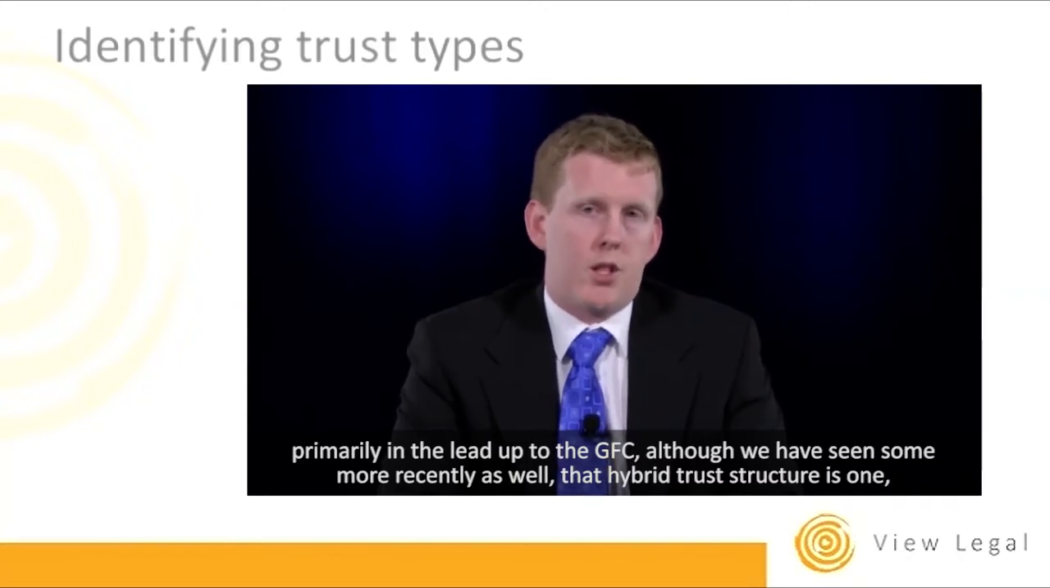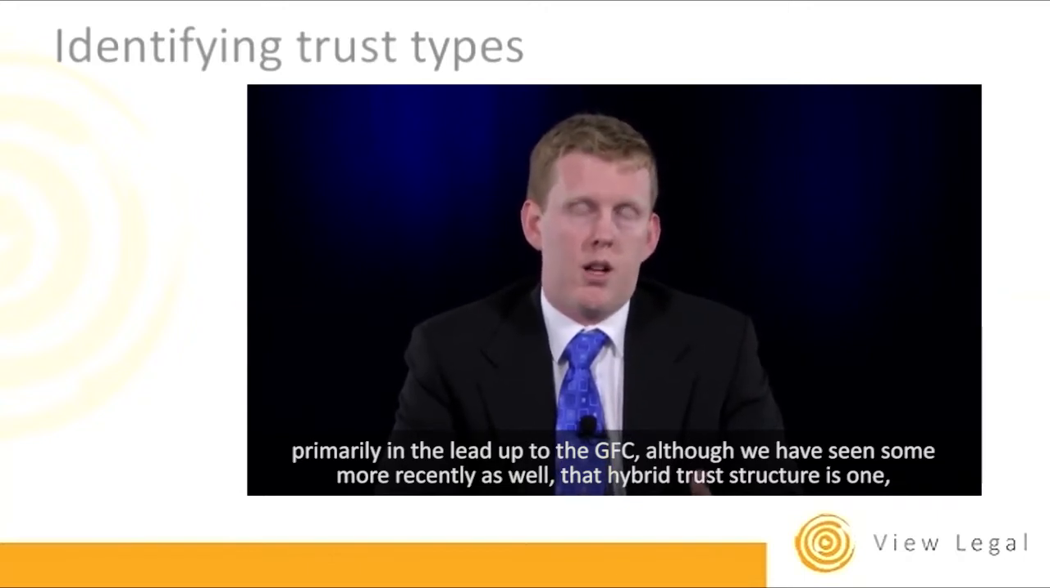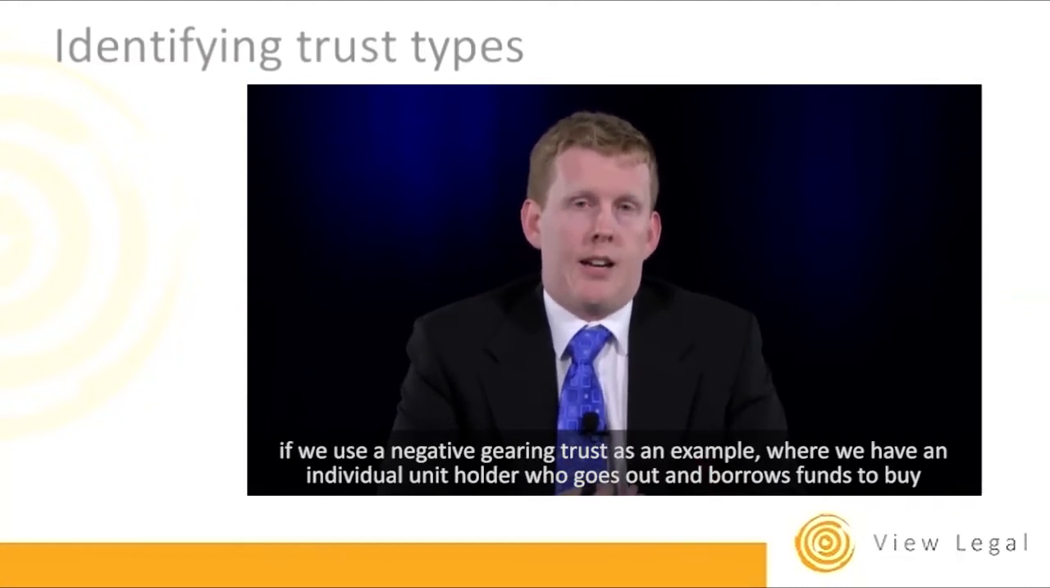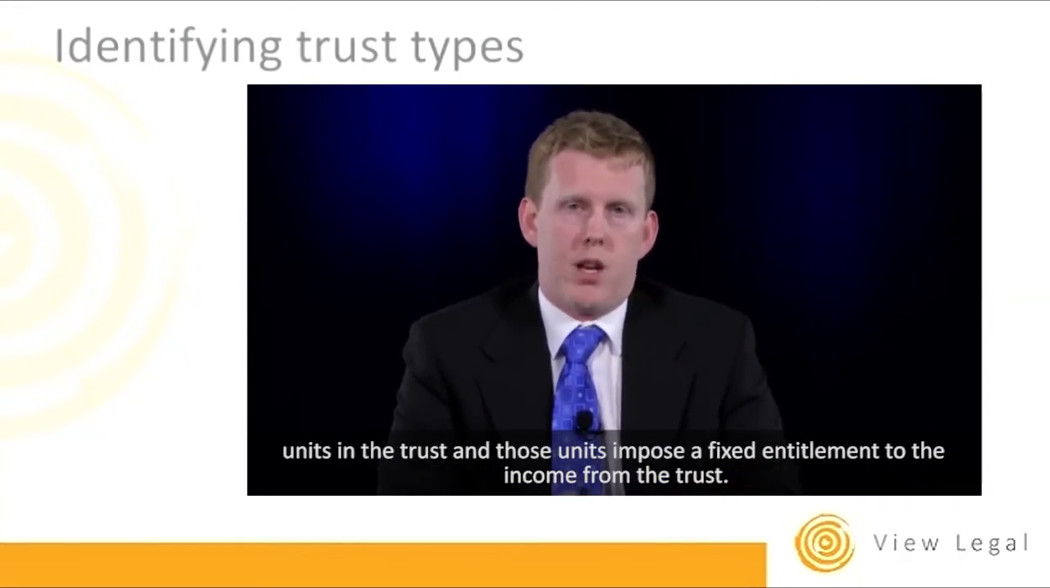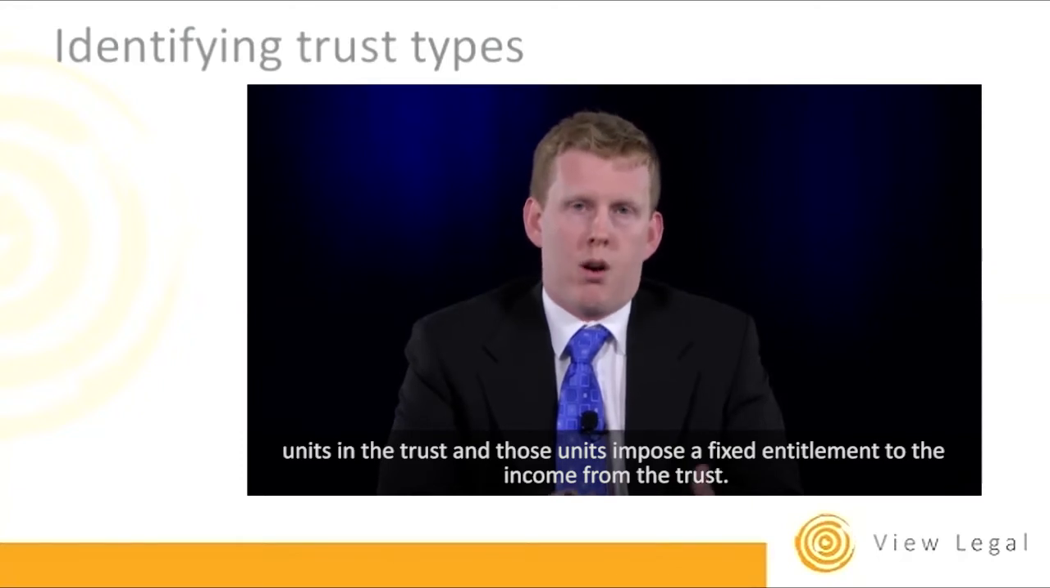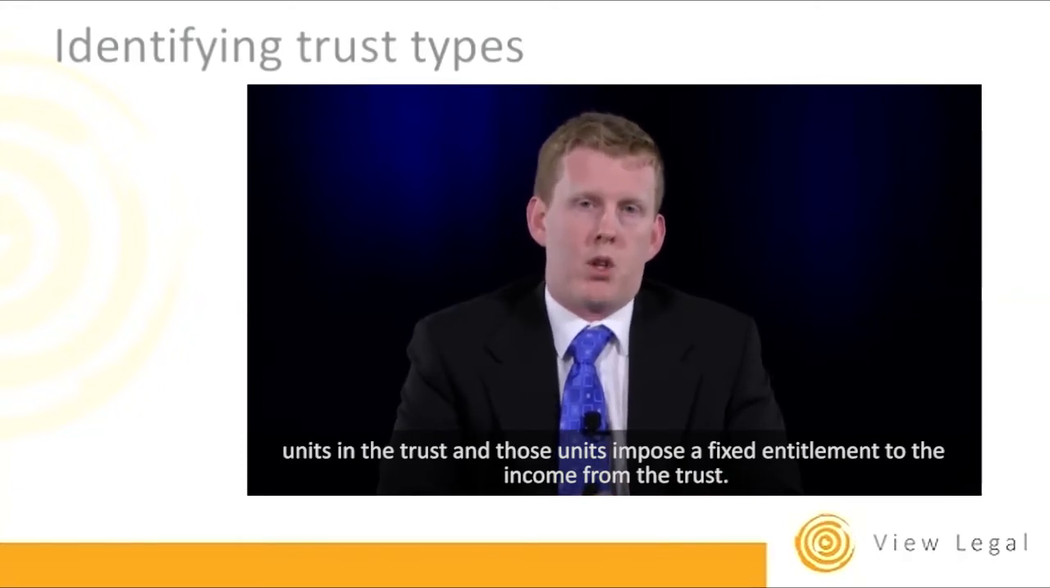And if I use one example for a type of trust that was particularly common primarily in the lead up to the GFC, although we have seen some more recently as well, that hybrid trust structure is one, if we use that negative gearing trust as an example, where we have an individual unit holder who goes out and borrows funds to buy units in the trust, and those units impose a fixed entitlement to the income from the trust.